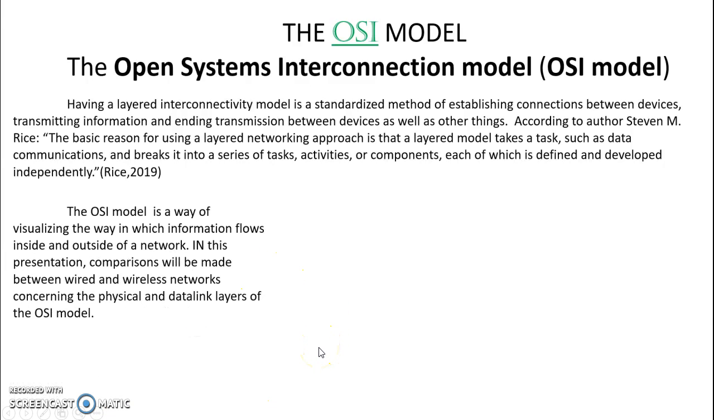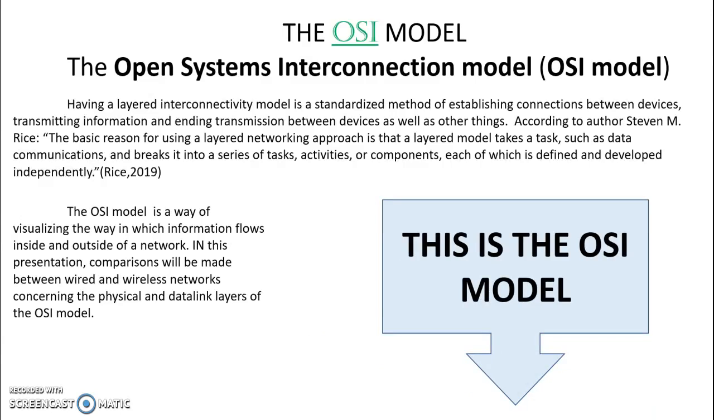The OSI model is a way of visualizing the way in which information flows inside and outside of a network. In this presentation, comparisons will be made between wired and wireless networks concerning the physical and data link layers of the OSI model. For now, I will introduce you to the OSI model, and then we will go on to talk about specifically the physical and data link layers.